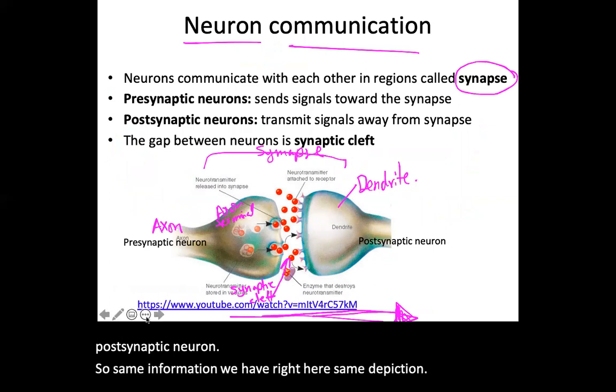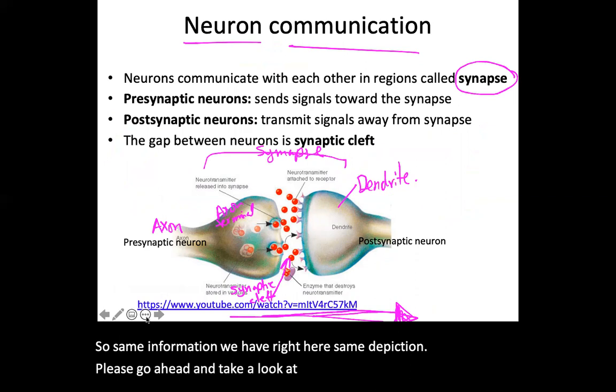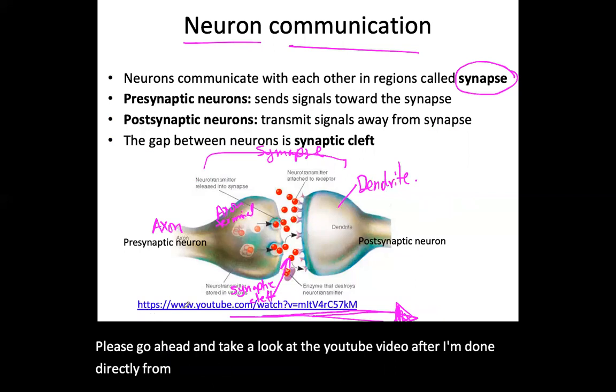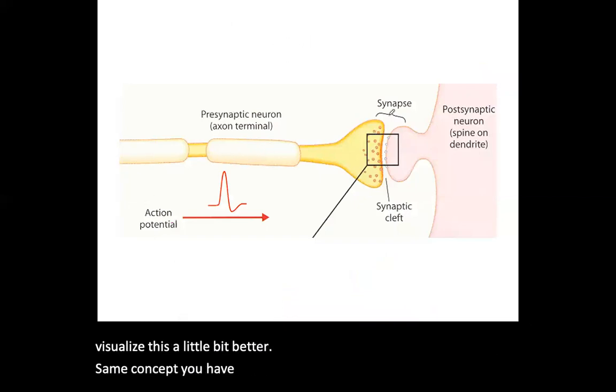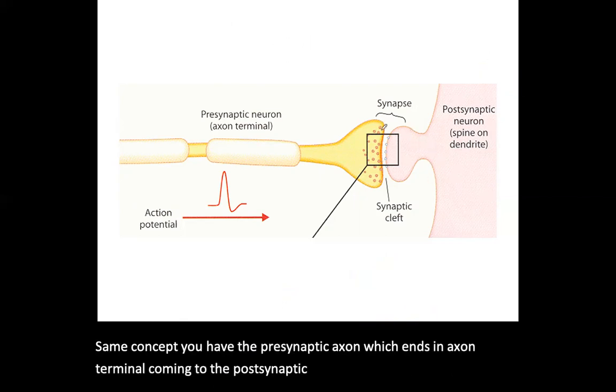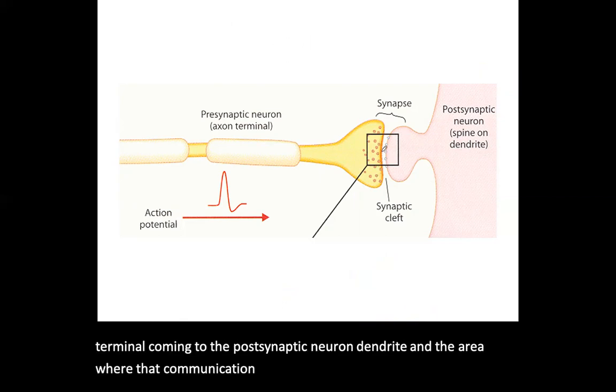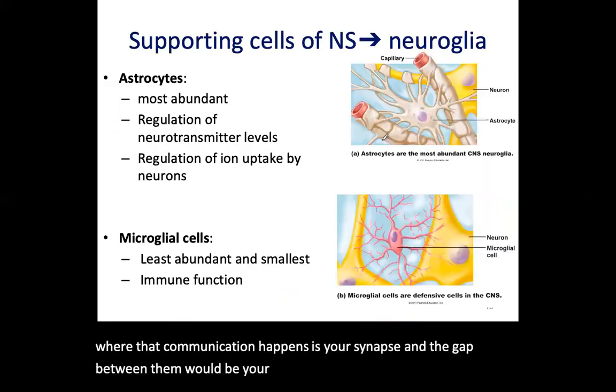Please go ahead and take a look at the YouTube video after I'm done, directly from your PowerPoint, because it does help you guys visualize this a little bit better. Same concept, you have the presynaptic axon, which ends in the axon terminal, coming to the postsynaptic neuron dendrite, and the area where that communication happens is your synapse, and the gap between them would be your synaptic cleft.